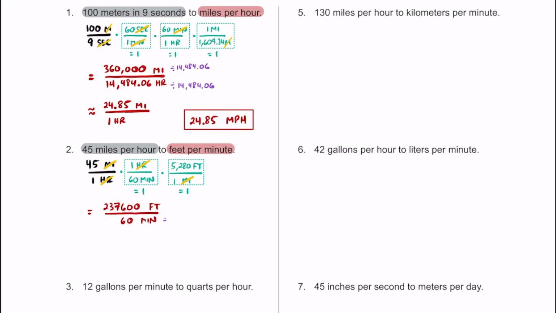Now to get this to be a unit rate, let's go ahead and divide top and bottom both by 60, so we can get this to feet per 1 minute. So if we do that on the bottom, we will end up with 1 minute, right? And on the top, this 237,600 divided by 60 is going to equal 3,960, and that's going to be feet. Now that we have a rate per 1 minute, we know that if you're going 45 miles an hour, that is equivalent to going 3,960 feet per minute.